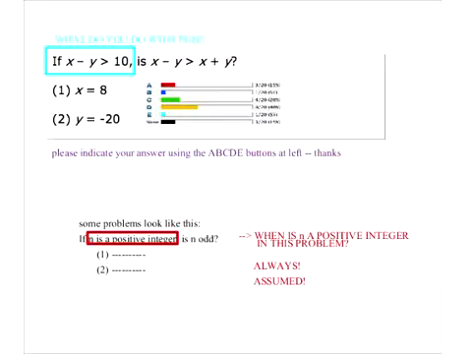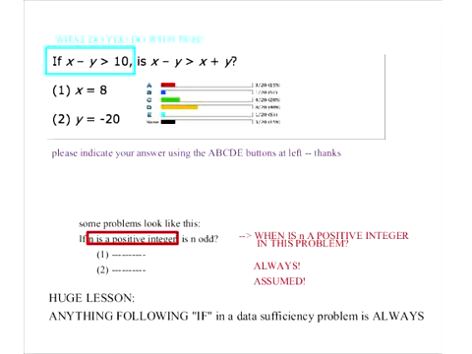So that's a really, really big takeaway here, which is this. It's a huge lesson that you guys should know. And a lot of people, judging from this kind of stuff that was written in the text box, are a little bit hazy on this. Huge lesson for you to know here. Anything following if in a data sufficiency problem is always assumed to be true. So in other words, in this whole problem, you assume that n is a positive integer. Anything following if is assumed to be true.